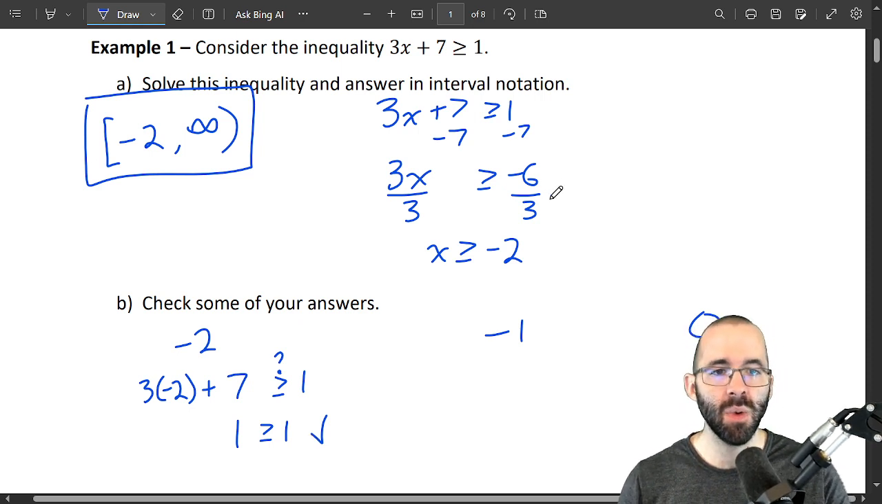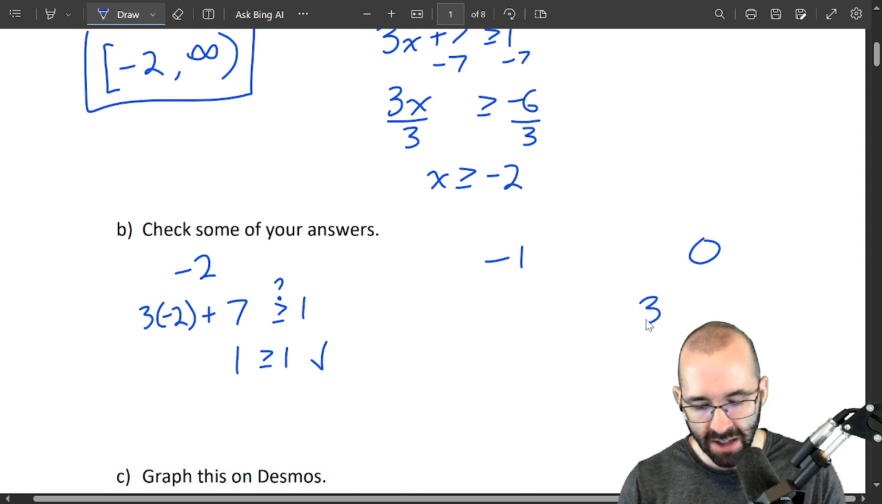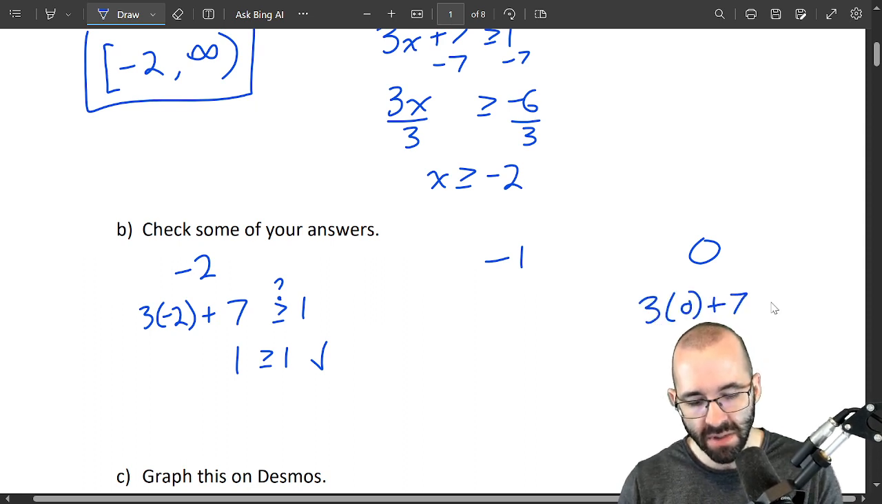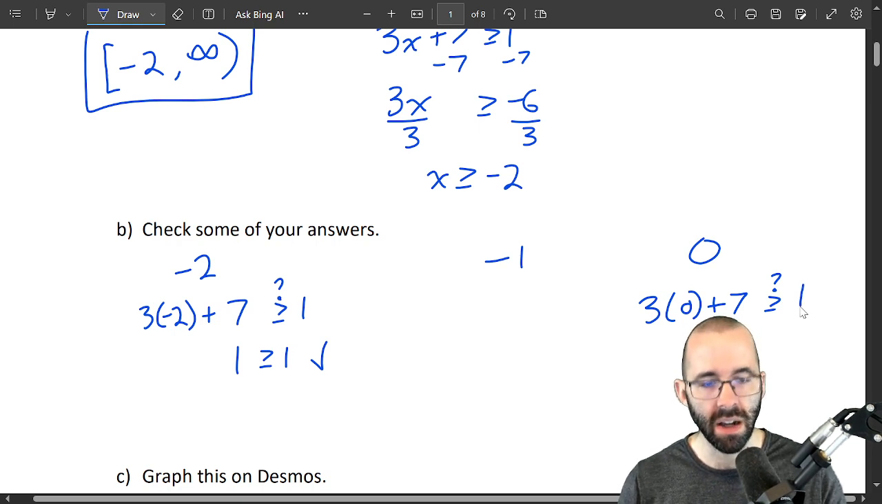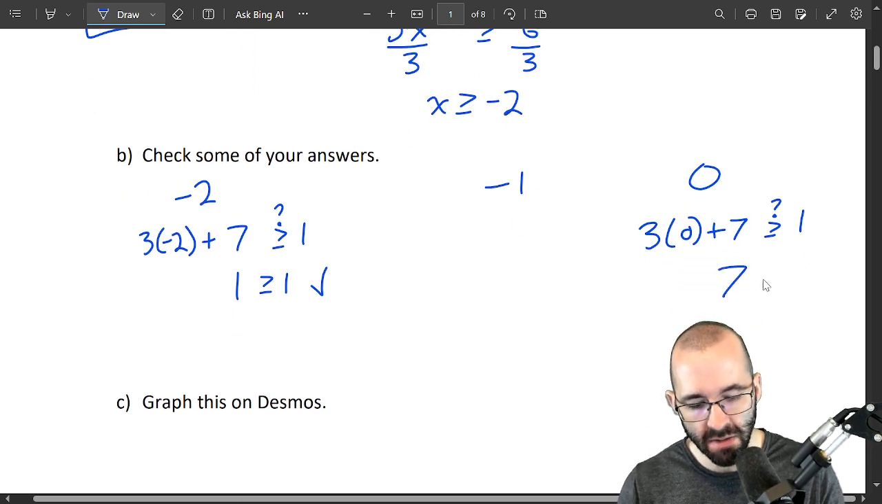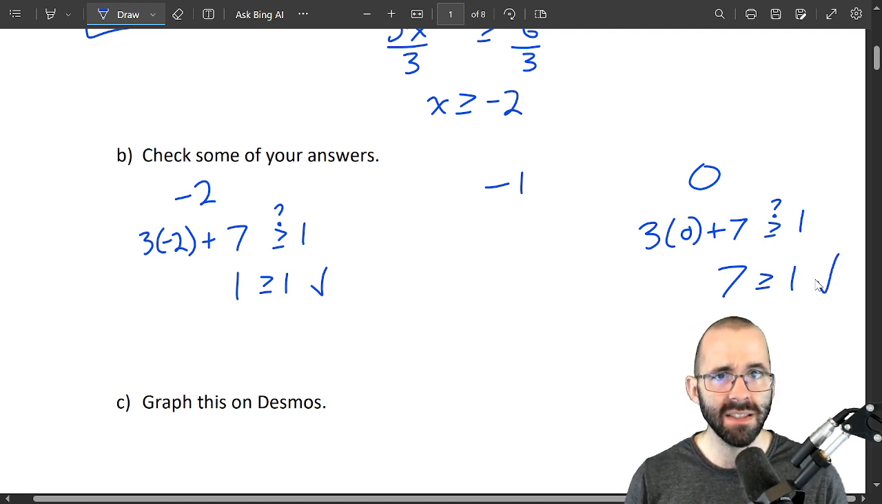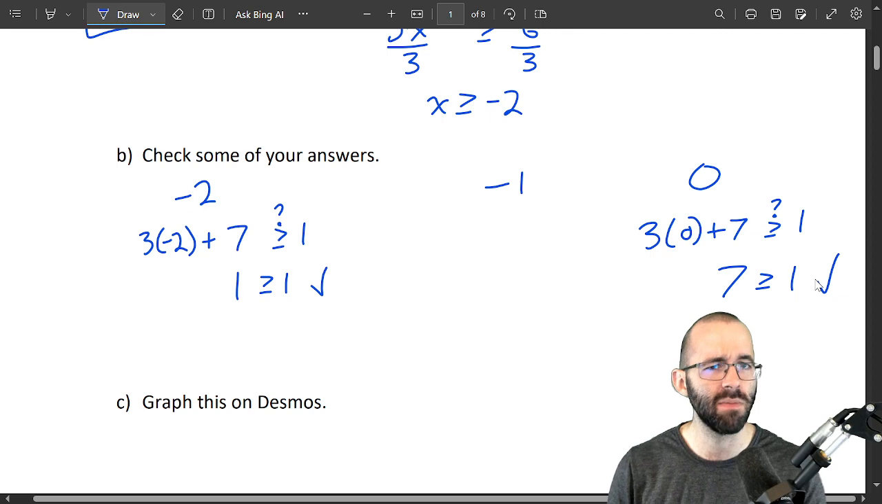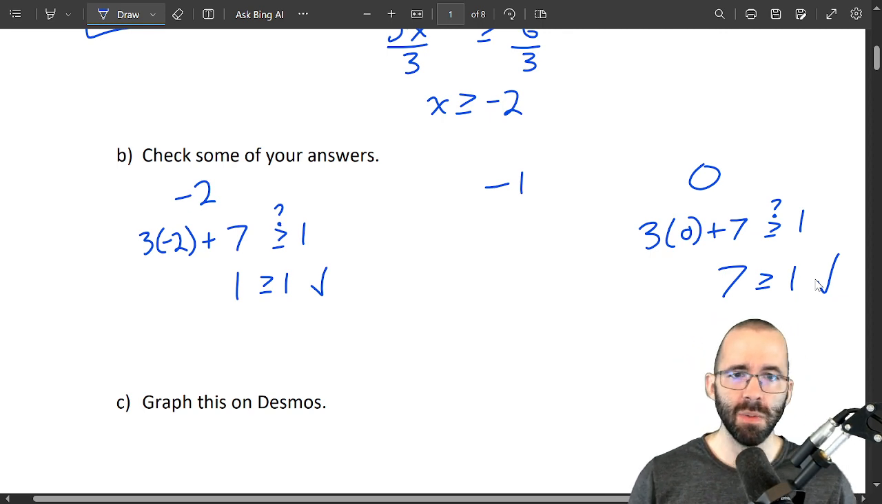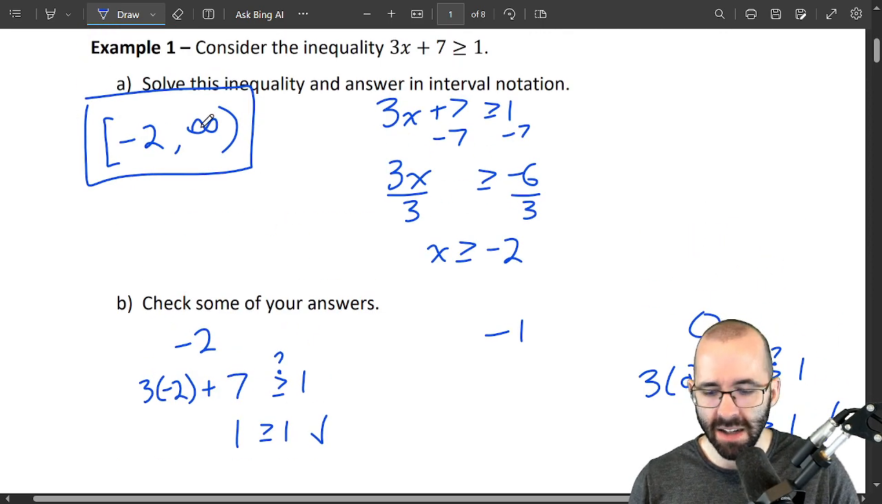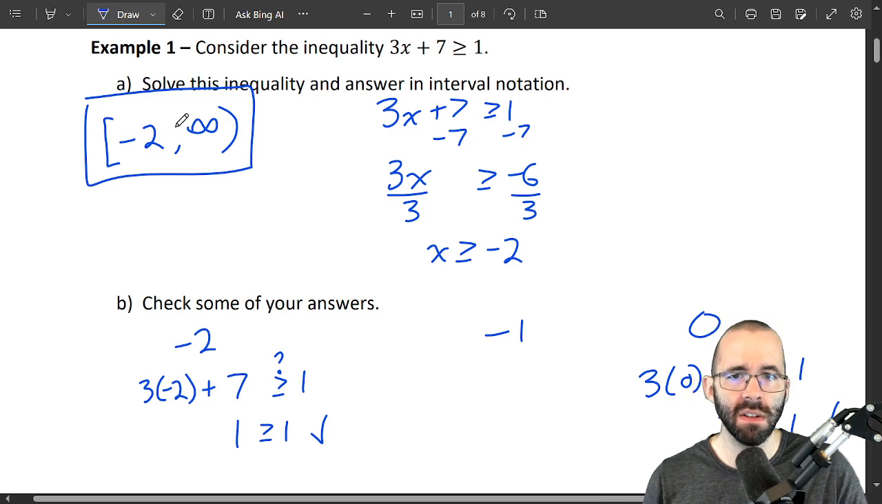We could do the same thing with 0. Is 3 times 0 plus 7 greater than or equal to positive 1? Well, that's 7. Is 7 greater than or equal to positive 1? Yes, it is. 7 is bigger than 1. That's true. So any number that we check, any number in this interval should check out.